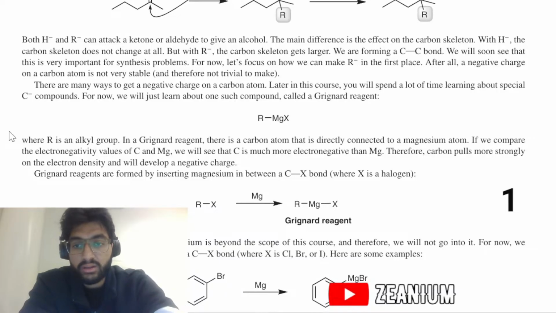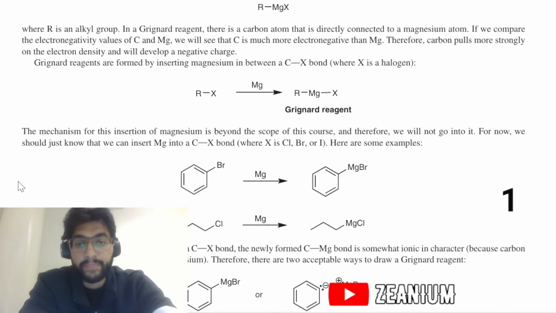In a Grignard reagent, where the R is an alkyl group, there is a carbon atom that is directly connected to a magnesium atom. If we compare the electronegativity values of carbon and magnesium, we will see that carbon is more electronegative than magnesium. Therefore, carbon pulls more strongly on the electron density and will develop a negative charge. Grignard reagents are formed by inserting magnesium in between a C-X bond, where X is a halogen.